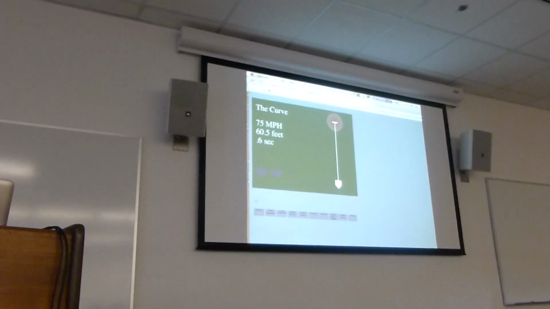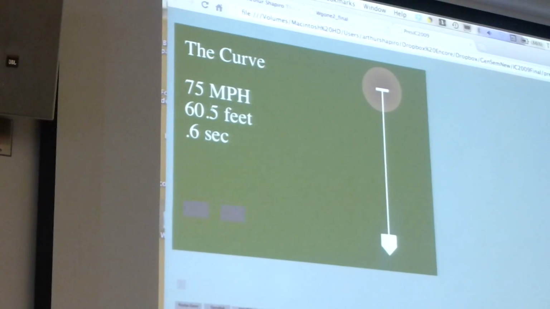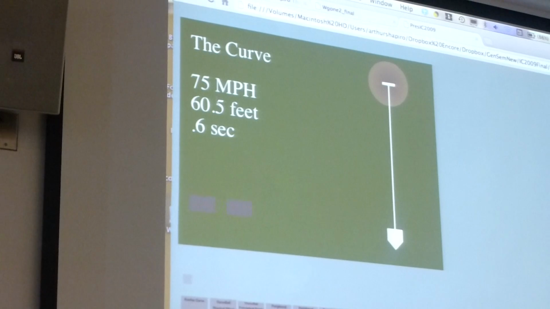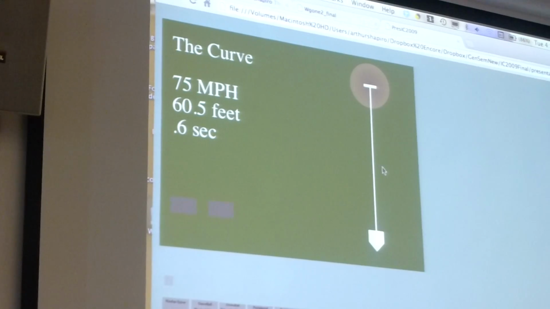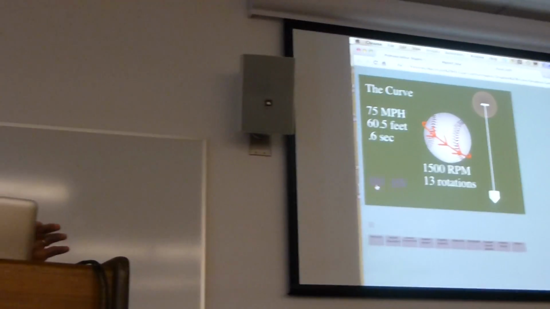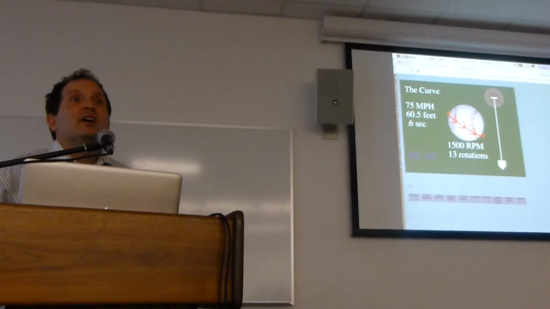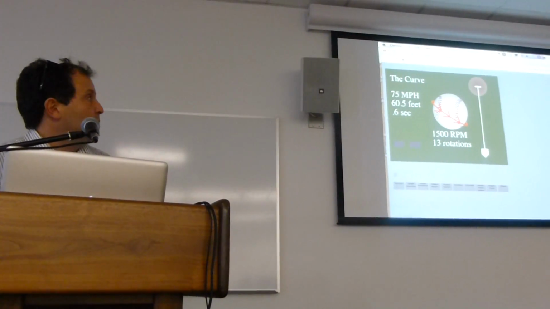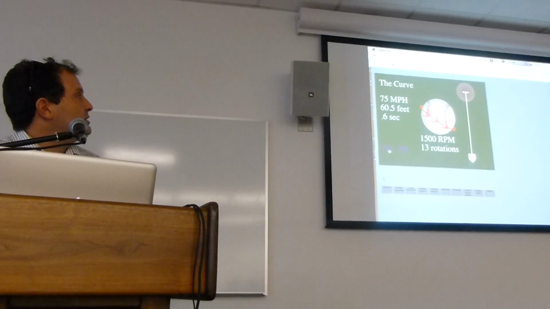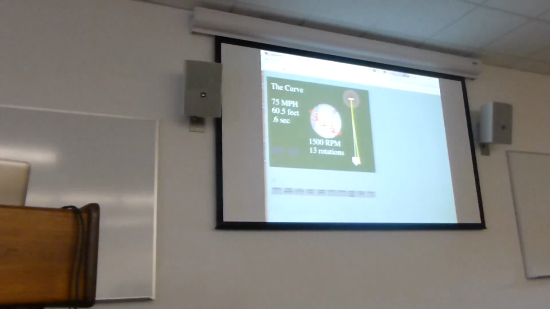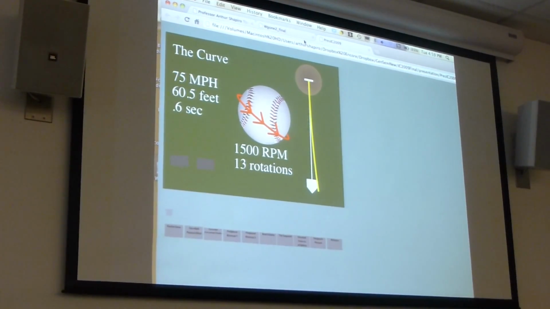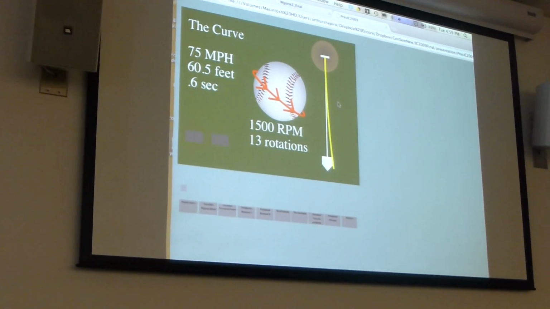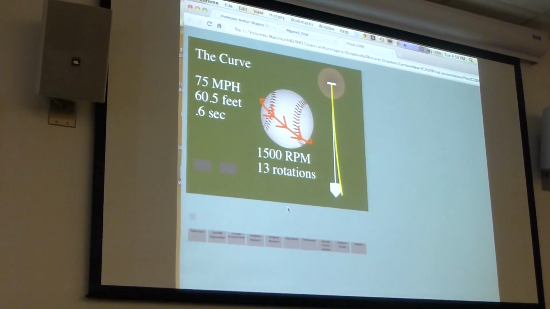And the physical effect is this. A typical professional curveball is thrown at 75 miles an hour. It's traveling 60.5 feet from the pitcher's mound to home plate, takes 0.6 seconds, and the ball, in a professional curveball, is rotating at 1,500 RPM, and it undergoes about 13 rotations, and what that means is that pressure on one side of the ball is greater than pressure on the other side of the ball, so the ball deflects from a straight line and bends off this way. Sandy Koufax, being a softball pitcher, would have deflected the other direction. Right?